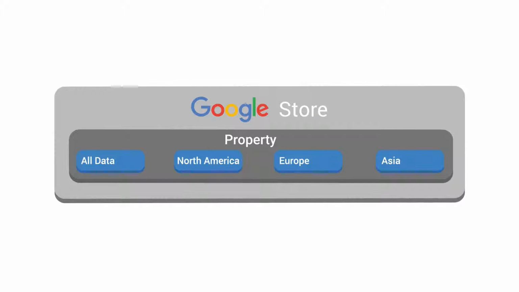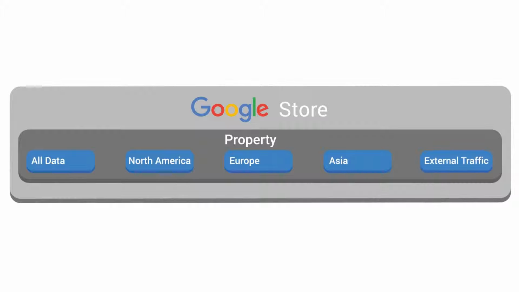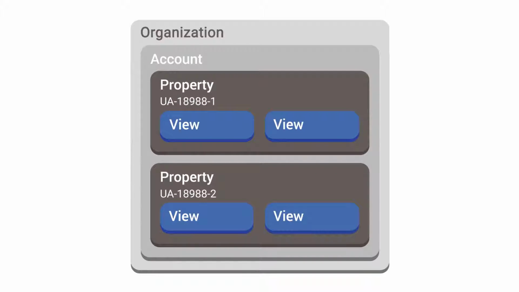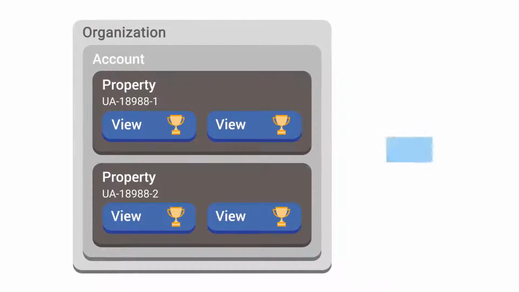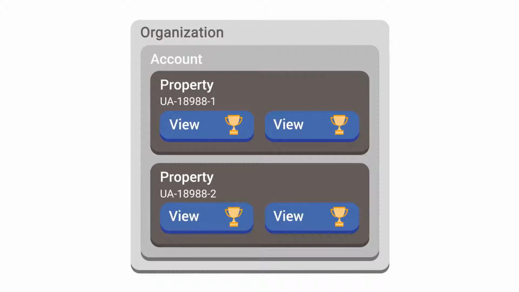If the Google Store wanted to only see data for external traffic that didn't include their own store employees, they could set up a view that filtered out internal traffic based on IP address. The view level also lets you set Google Analytics goals. Goals are a valuable way to track conversions or business objectives from your website. A goal could be how many users signed up for an email newsletter, or how many users purchased a product. We'll discuss goals and conversions in a later lesson.